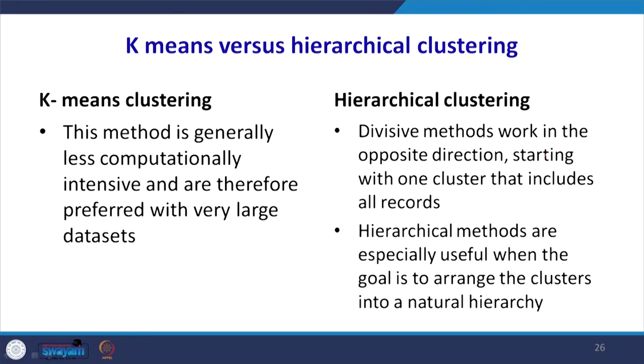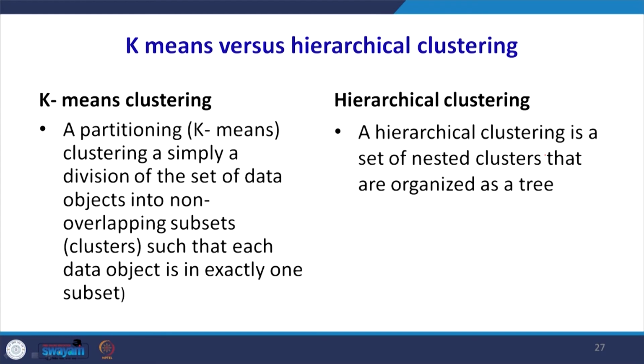K-means clustering method is generally less computationally intensive and is therefore preferred with very large data sets. In hierarchical clustering, divisive methods work in the opposite direction, starting with one cluster that includes all the records. Hierarchical methods are especially useful when the goal is to arrange the clusters into a natural hierarchy.